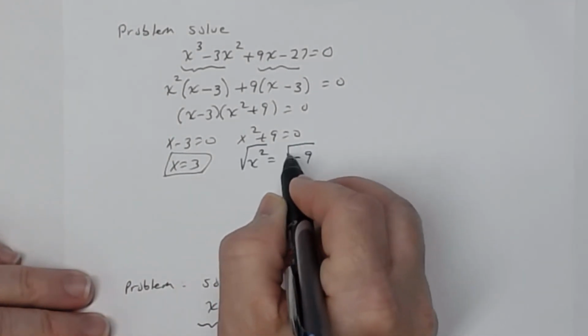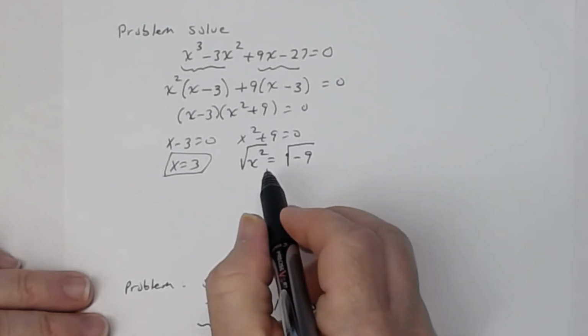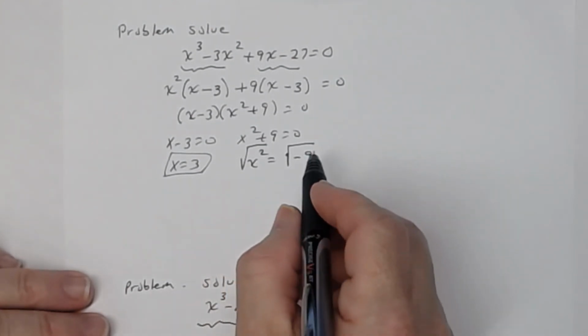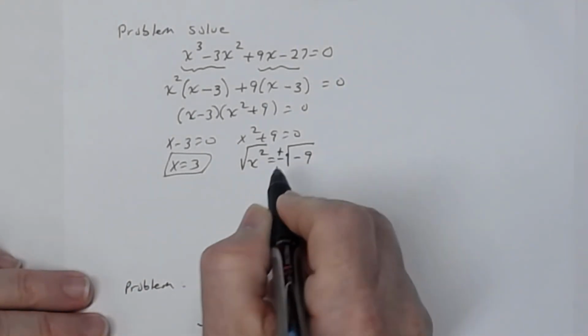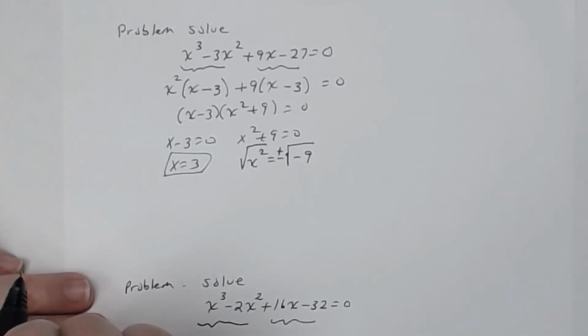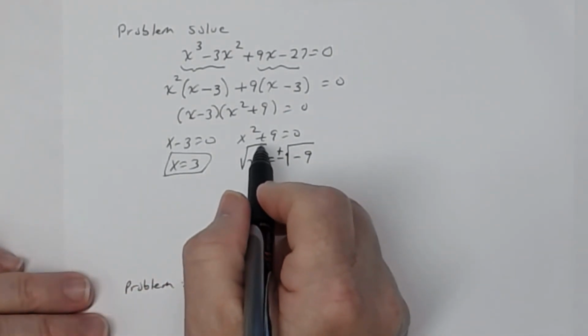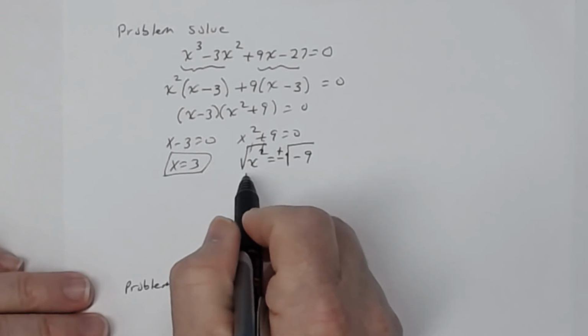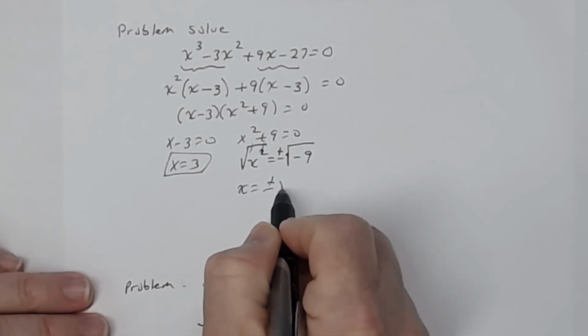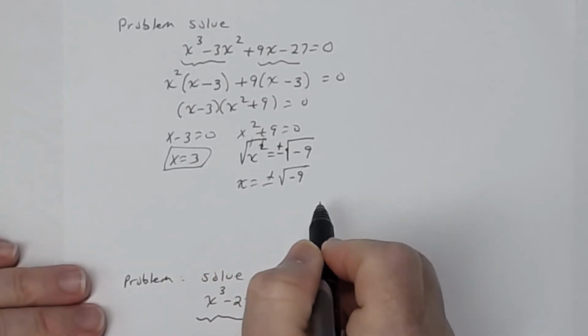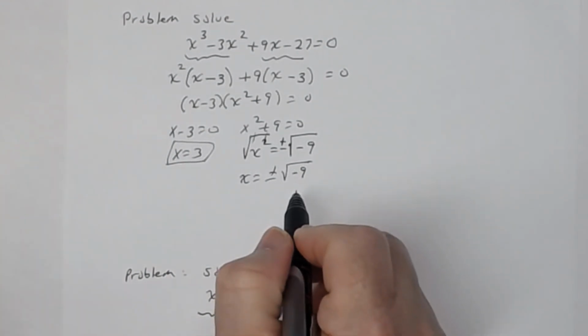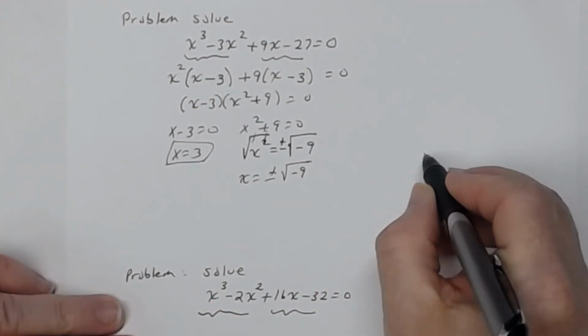But remember, one of the properties you learned was that when you take the square root of both sides of an equation, you're going to end up with a plus and a minus part. And so then the square root and the square undo each other, so you're left with x equal plus or minus the square root of a negative 9. Now remember, the square root of a negative 9 is not a real number, but you learned about imaginary numbers.